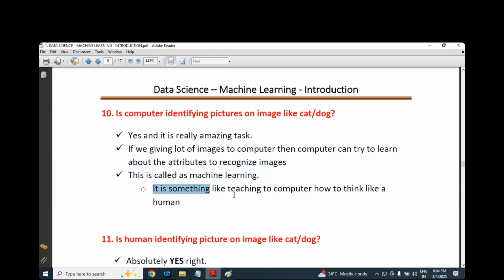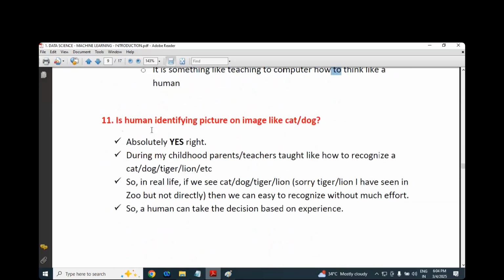This is something like teaching computers how to think like a human. Next one: can a human identify a picture or image? Yes, it's very easy, right? This task is very easy. During our childhood, parents or teachers taught us how to recognize cat, dog, tiger and lion. In my childhood, my father trained me that this is the cat, this is the dog, this is the buffalo.